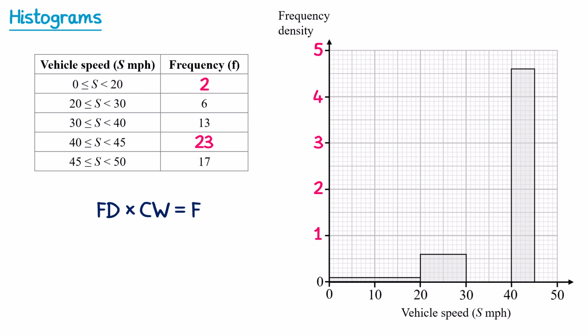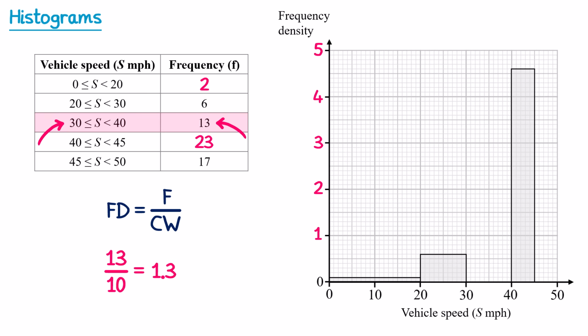To do this, we'll return to the original formula, frequency density equals frequency divided by class width. So we're going to do the bar between 30 and 40, which has a frequency of 13. So to get the frequency density, we do the frequency, 13, divide by the class width, which is the difference between 30 and 40, which is 10. So 13 divided by 10, which is 1.3. So this bar has a frequency density of 1.3, so its height must go up to 1.3. So we draw a bar in between 30 and 40 with a height of 1.3.